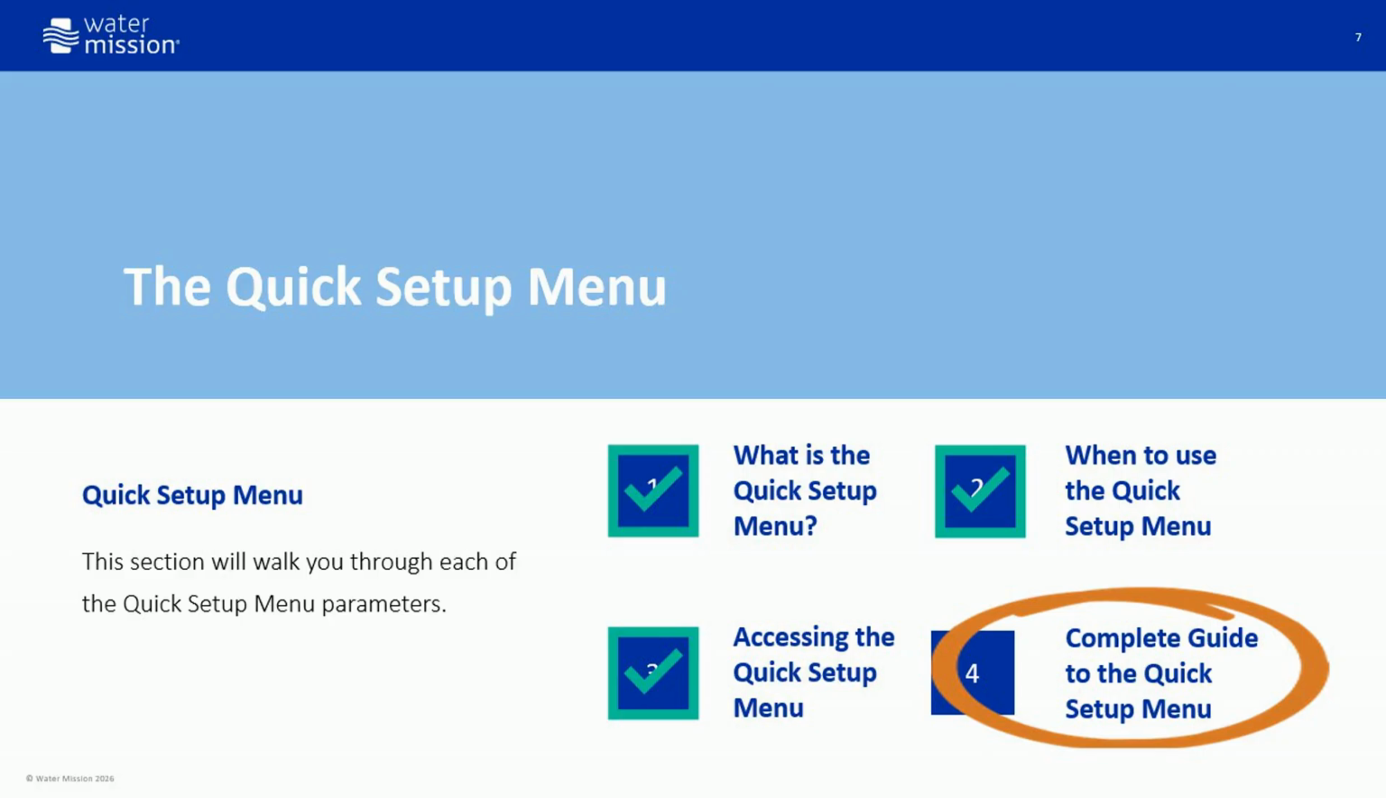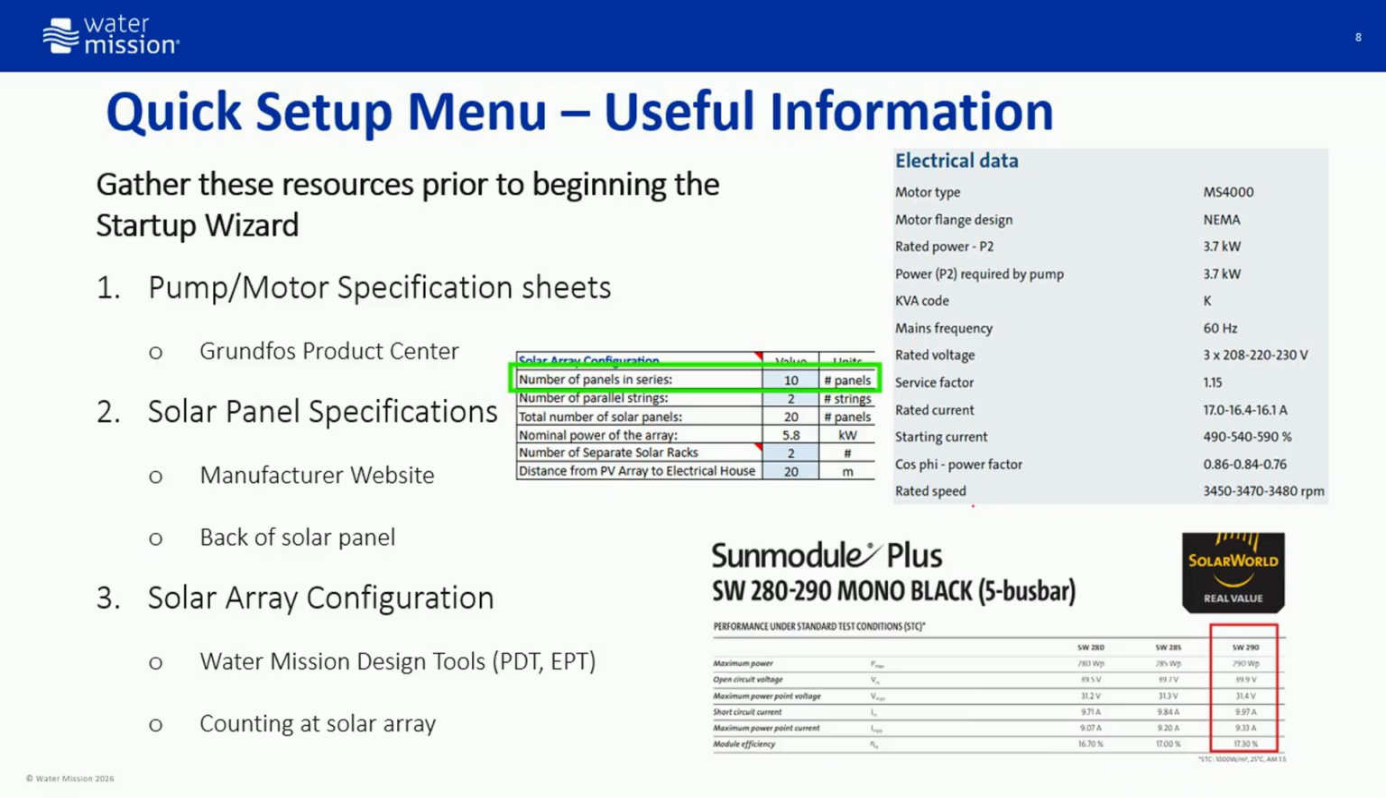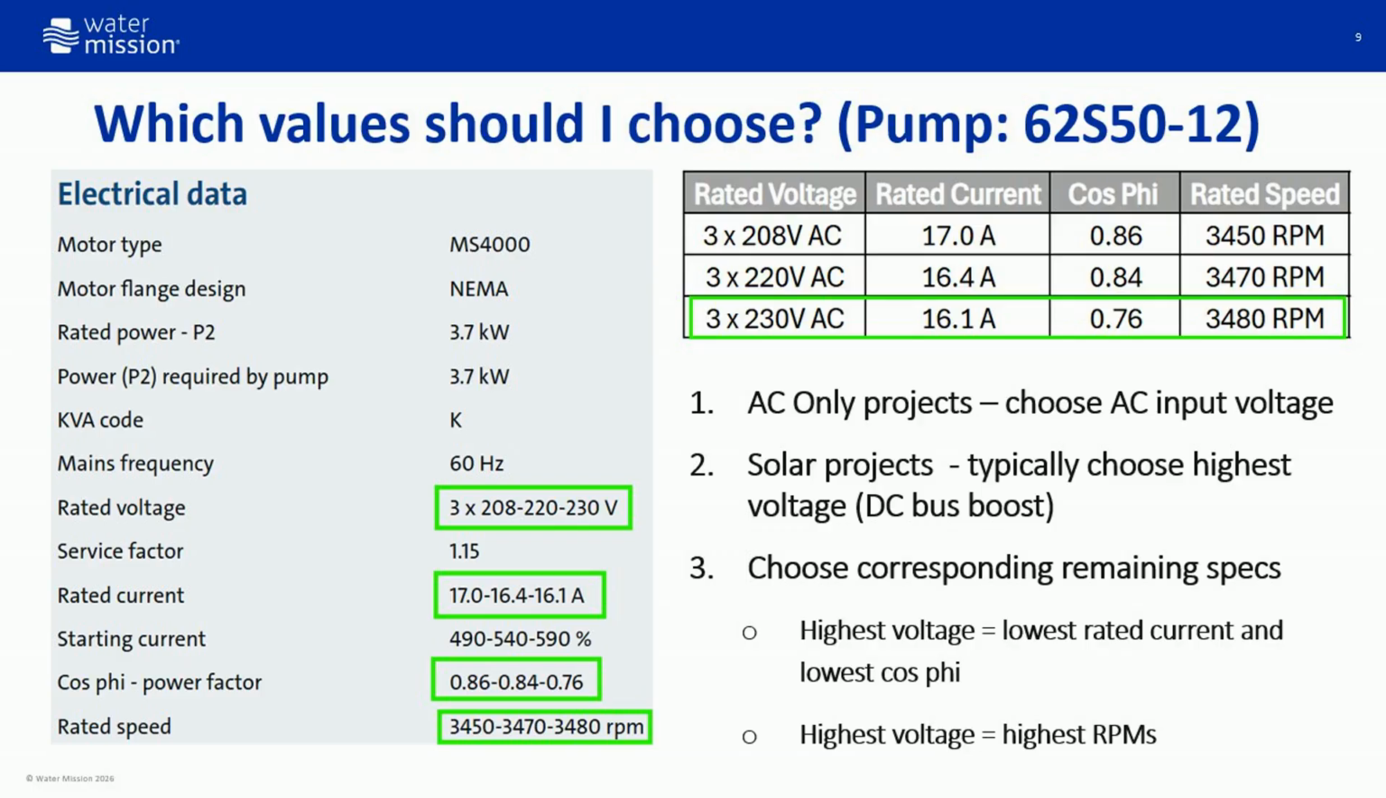Next, we will go through the entire Quick Setup menu and discuss each parameter. There are several sources of information that should be collected prior to opening the menu to be able to fully complete the Quick Setup menu. These include the pump specification sheet, the solar panel specification sheet, and the solar array configuration. If you need more information on gathering these resources, make sure to check out Water Mission's video on the Startup Wizard.